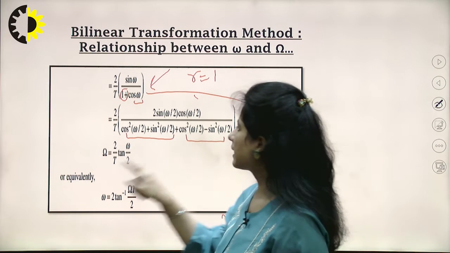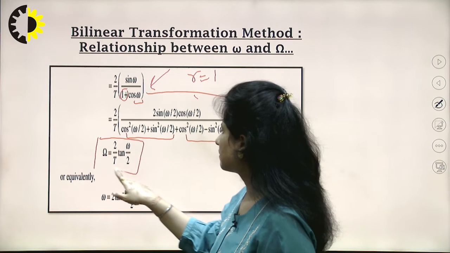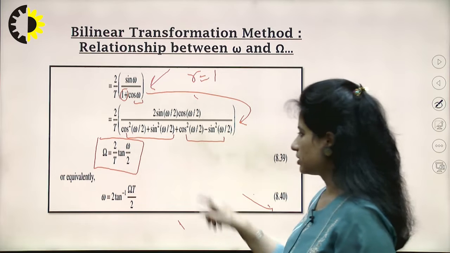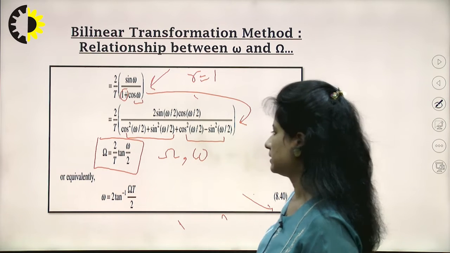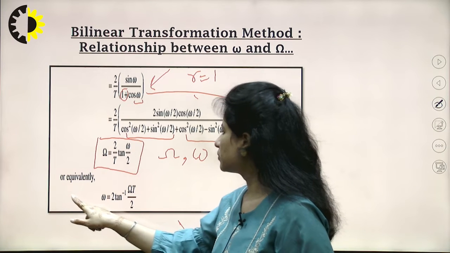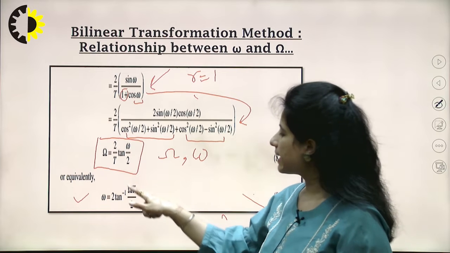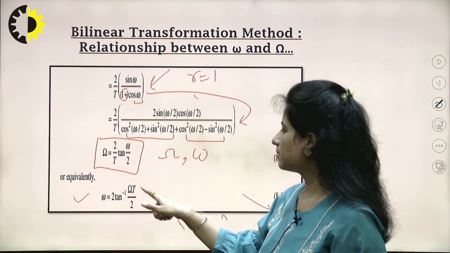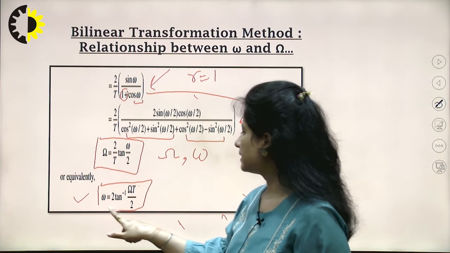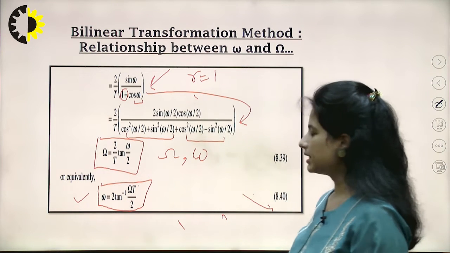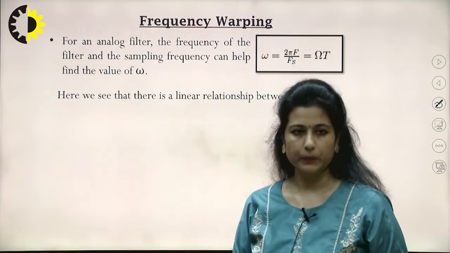And from here, I can conclude that these two frequencies, the analog frequency and the digital frequency, are related to each other by this particular relationship. Or if I take another permutation, the digital frequency is twice the tangent inverse of the scaled frequency in the analog domain by T by 2. So here what do I see? That these frequencies are related by a tangent function, which would have certain kinds of consequences as well.